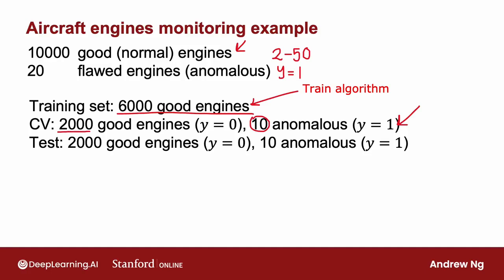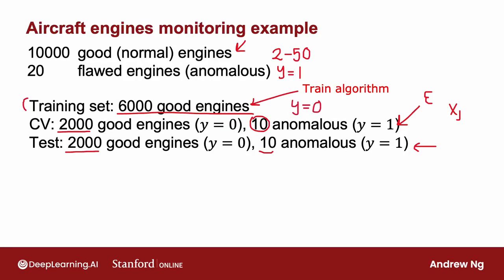And after you have tuned the parameter epsilon and maybe also added or subtracted or tuned the features xj, you can then take the algorithm and evaluate it on your test set to see how many of these 10 anomalous engines it finds, as well as how many mistakes it makes by flagging the good engines as anomalous ones. Notice that this is still primarily an unsupervised learning algorithm because the training set really has no labels, or they all have labels that we're assuming to be y equals 0.